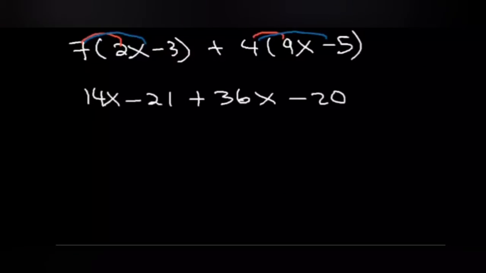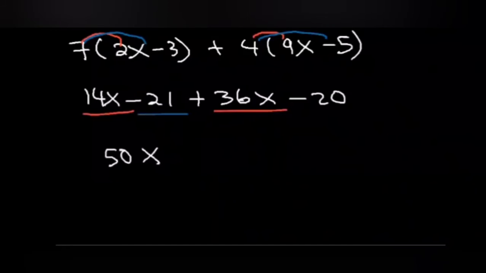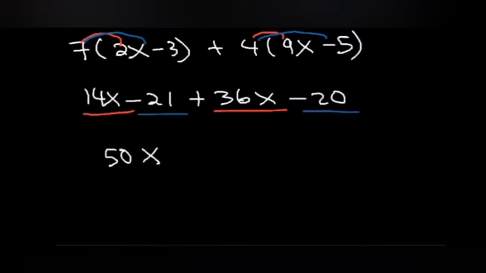Now we'll collect like terms. You can see 14x and plus 36x are like terms. So we're going to collect like terms. The 14x plus 36x gives us 50x, and minus 21 and minus 20 are like terms, and that gives us minus 41.